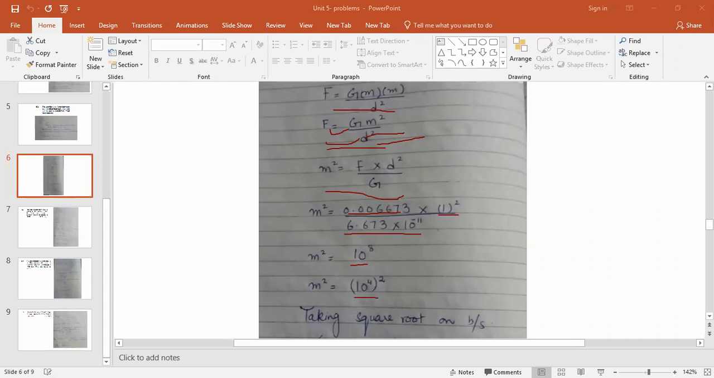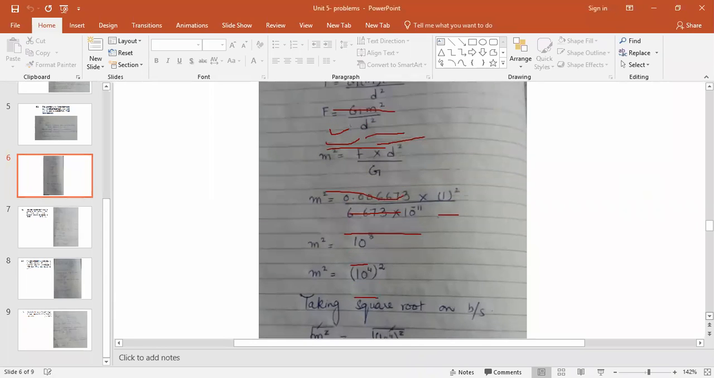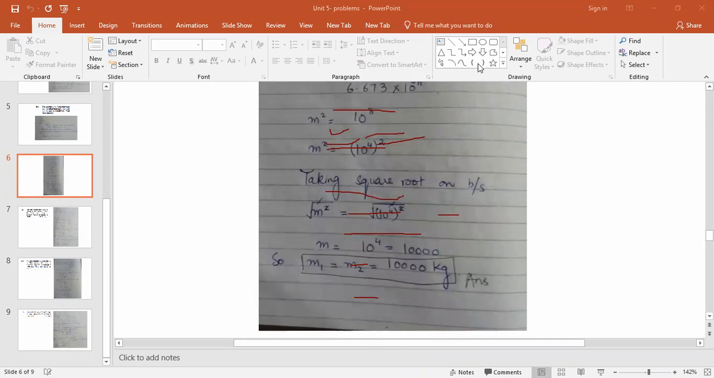Then when I take the square root on both sides, this value of square root is equal to 1 by 2, and 1 by 2 will be cancelled with the square, right? So in this way, we can simplify this. And when this under root is cancelled out with this 2, and this m2 is also cancelled out with this under root, then we are left with m equals 10 raised to power 4.